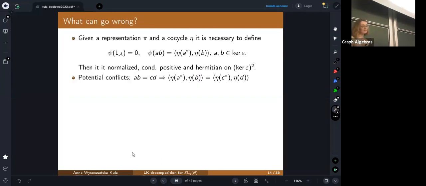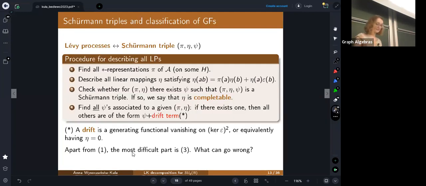Okay. I have a question. Yes, please. Why are you forgetting about the surjectivity of the Schürmann triple? Yes. So we assume that the Schürmann triple should be surjective. Otherwise, you always restrict the Hilbert space. It means that the space is too big and you just cut it. You need to cut.